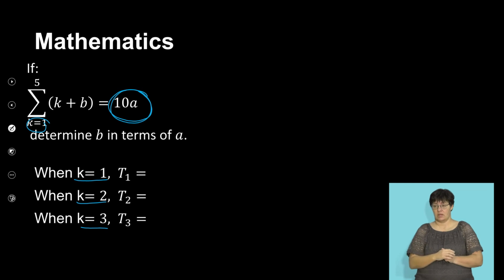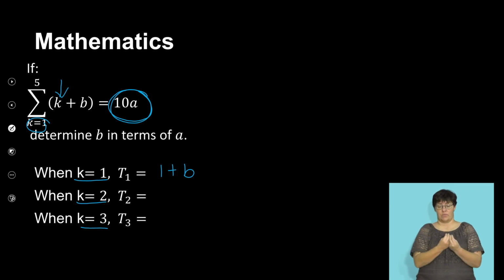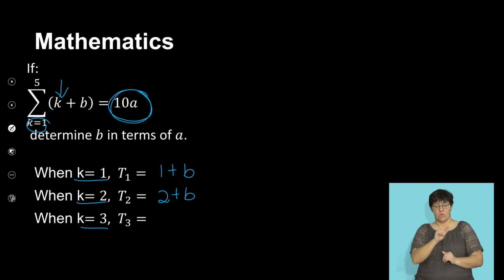So term 1 will be equal to 1 plus b. Why? I'm replacing k with 1. The second term will be 2 plus b, because I'm substituting k is equal to 2. The third term will be 3 plus b.